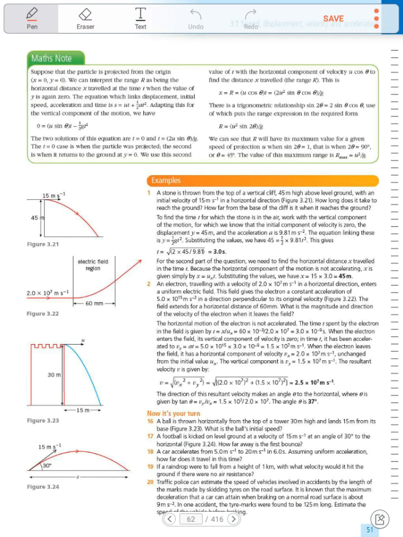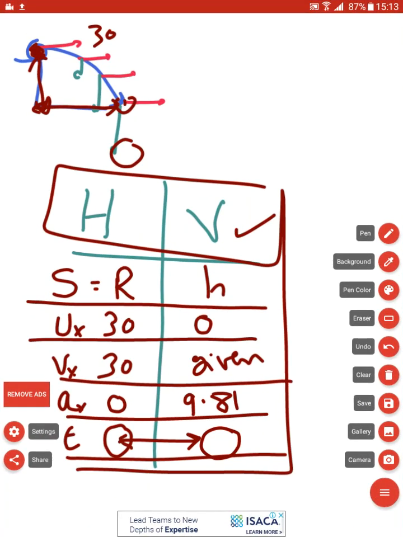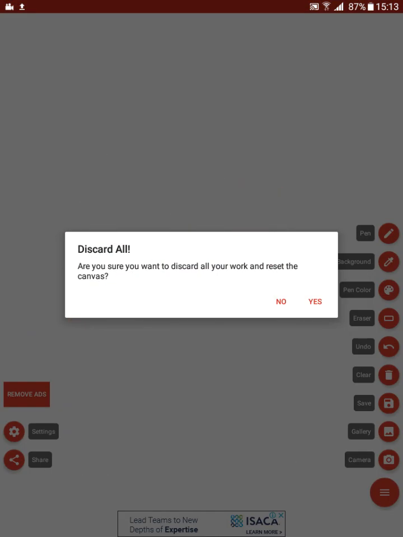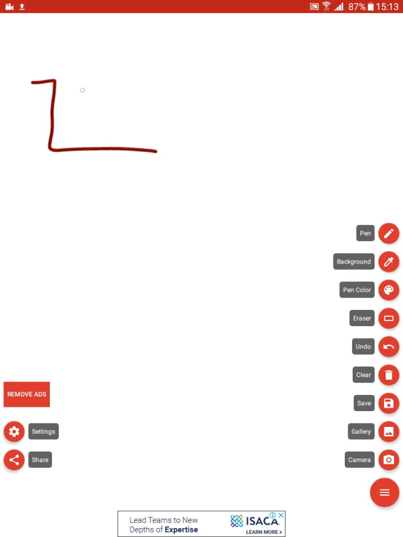Let's see this example. We have an object here pushed with an initial speed of 15 meters per second from a height of 45 meters.